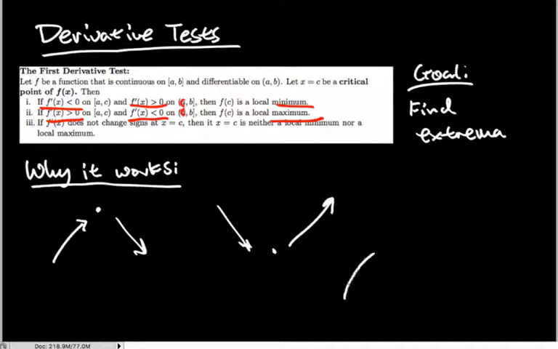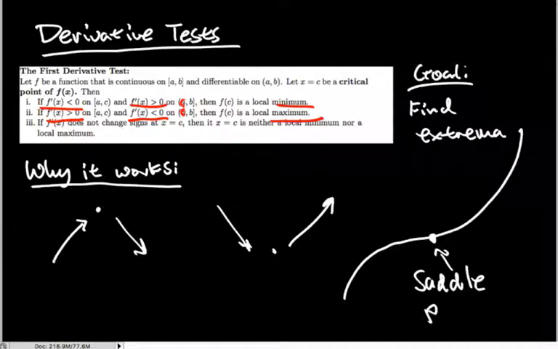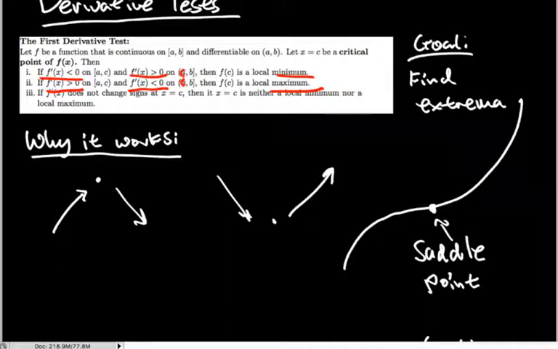So an example of that would be the x cubed function. At 0, it has a derivative of 0, but it just keeps increasing, right? This is what's called a saddle point. You will not need to know that for the AP exam, but it's just useful to know, especially if you're going into one of the STEM fields. It's just called a saddle point.